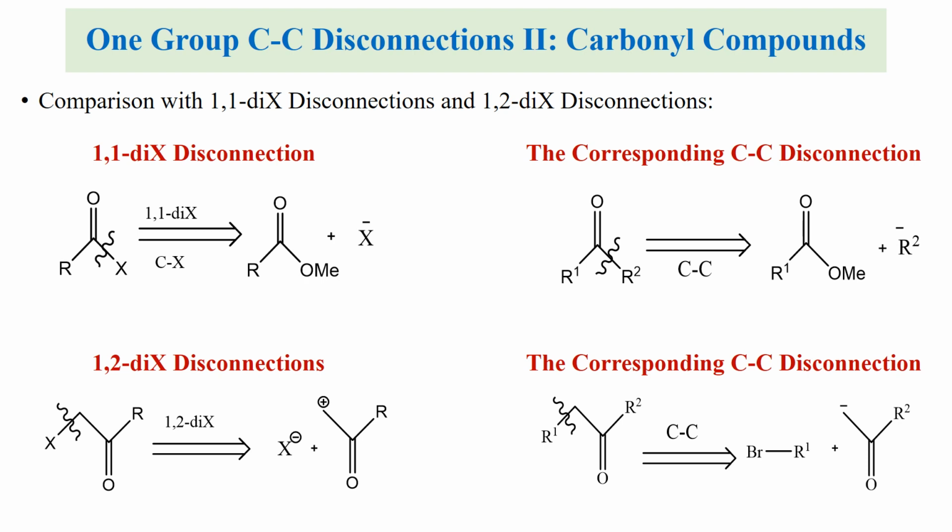Let's start by comparing the 1,1-diX. Here is 1,1-diX and the corresponding CC disconnection. We can say that acid halides, as shown here, can be prepared by the derivatives of esters by using halide nucleophile, which will attack on the carbonyl carbon and methoxy group will leave.